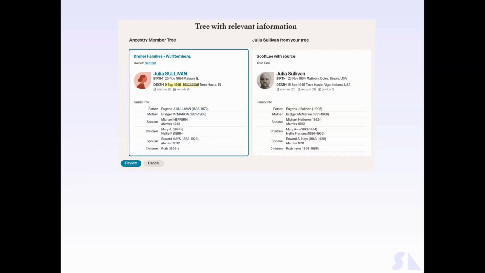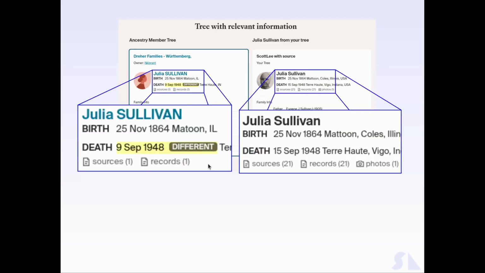So let's take a look at one here. So here is where I'm looking at this tree created by somebody else. This is the information in their tree. This is the information in my tree on the right. Now, it looks like everything pretty much matches. Let me zoom in here, except the death date. And it automatically highlights that in yellow when there's a difference between your tree and the other person's tree. So everything in this other person's tree matches what I found, but they have a different death date.